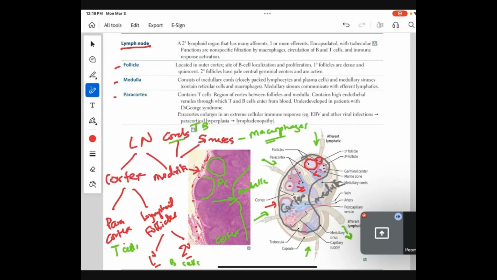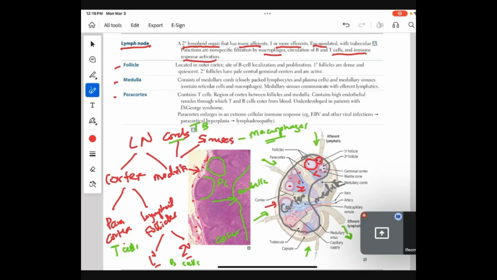All right. So we said it's a secondary lymphoid organ with many afferents and one or more efferents. So more afferent lymphatic vessels going in, and then one or more leaving the lymph node. It's encapsulated with the trabeculae, okay, and functions as non-specific filtration by macrophages, with circulation of B and T cells, and is involved with immune response activation.